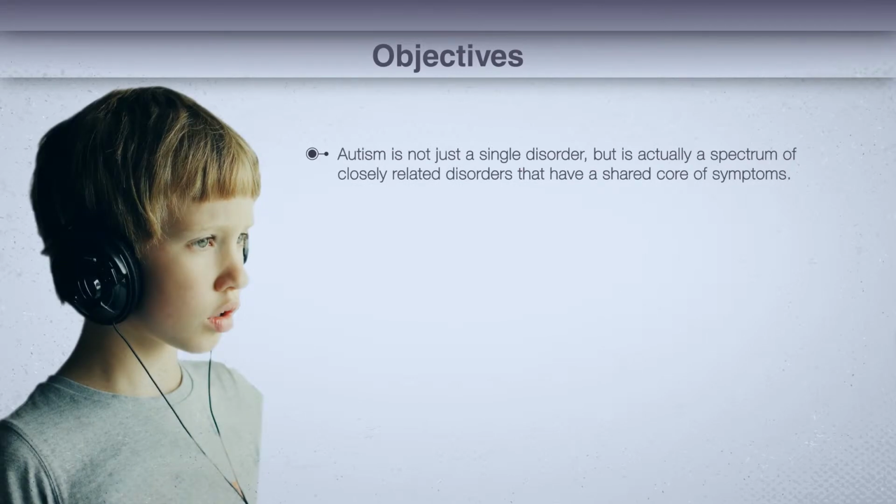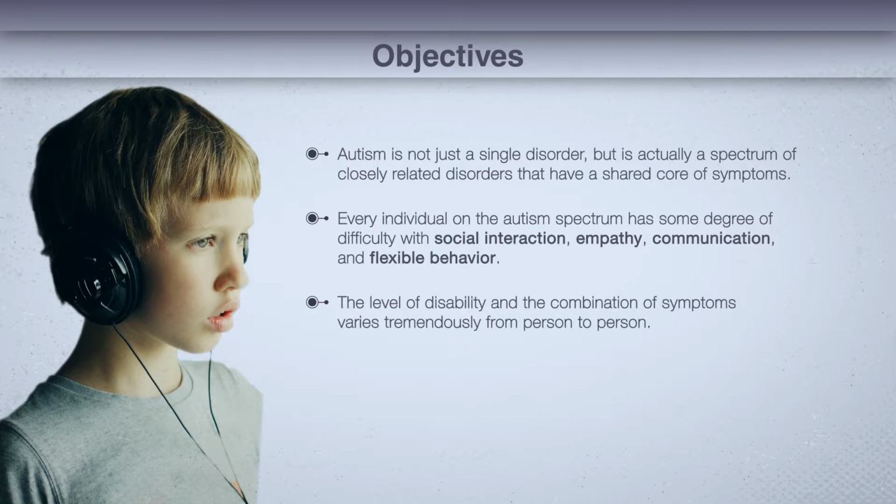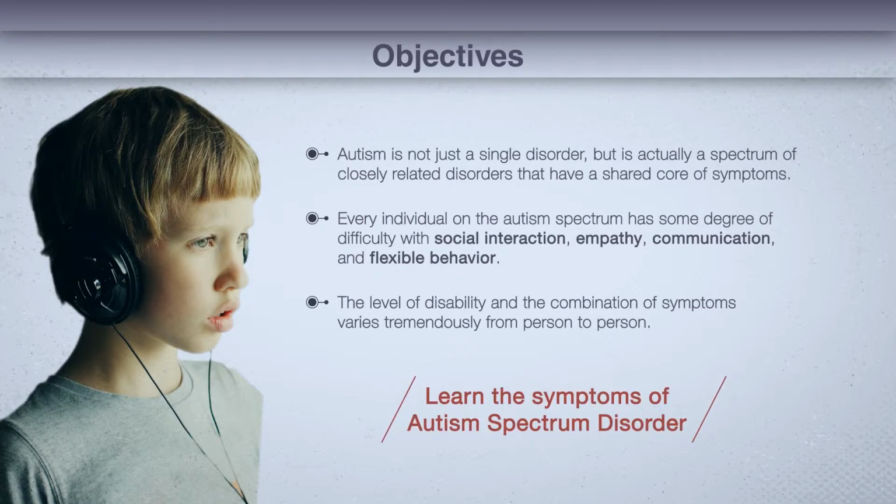Autism is not just a single disorder, but is actually a spectrum of closely related disorders that have a shared core of symptoms. Every individual on the autism spectrum has some degree of difficulty with social interaction, empathy, communication, and flexible behavior. However, the level of disability and the combination of symptoms varies tremendously from person to person. In this course, the objective is to help you learn the symptoms of autism spectrum disorder.